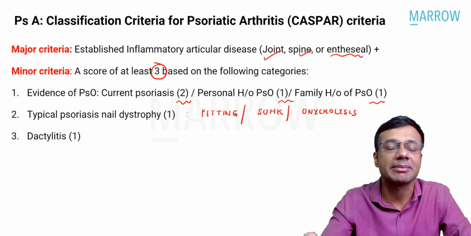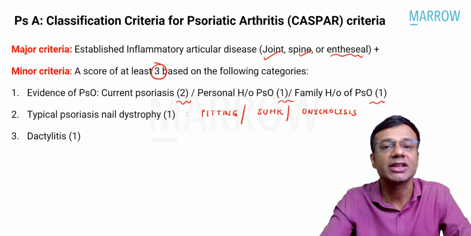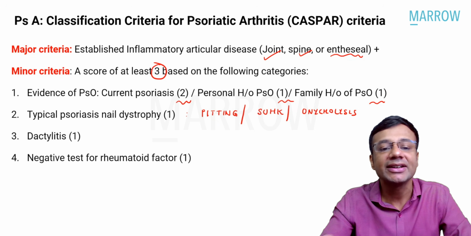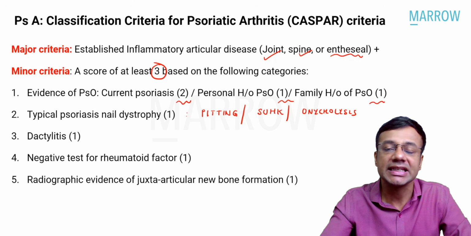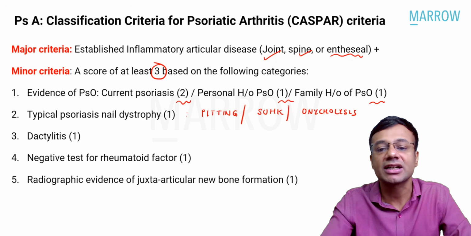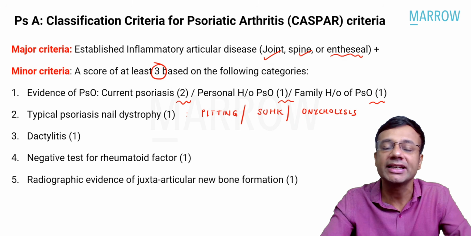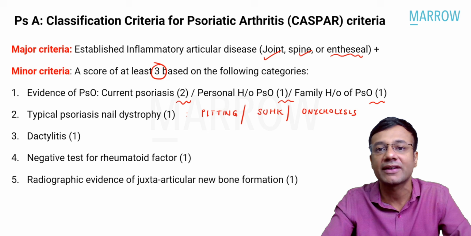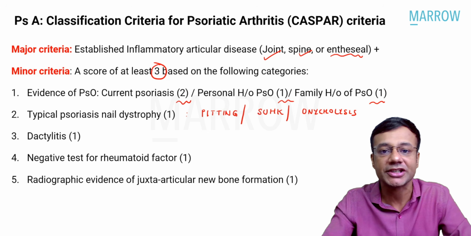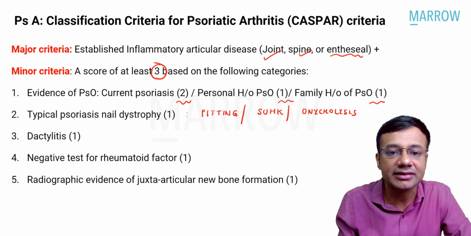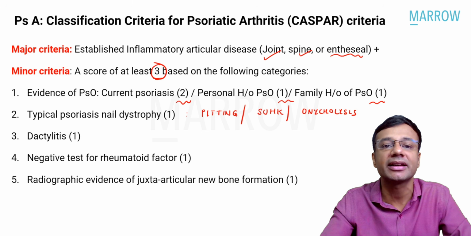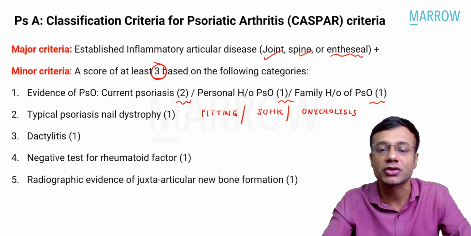Third important feature which I mentioned to you is dactylitis, the uniform swelling of the digit. Negative test for rheumatoid factor, that's why it is seronegative arthropathy. And lastly, radiographic evidence of juxta-articular new bone formation. So nail dystrophy, dactylitis, negative test for rheumatoid factor, and radiographic evidence of juxta-articular new bone formation have been given 1 point each. So out of this, at least 3 should be present together with the major criteria. That would be the CASPAR criteria for psoriatic arthropathy.